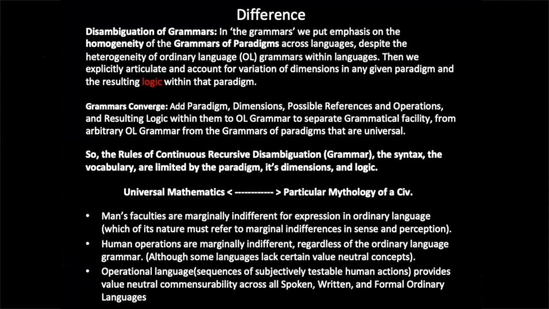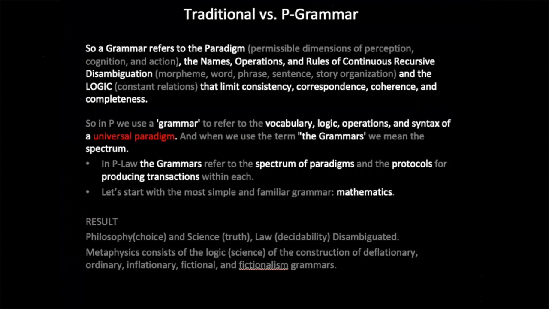That's good. So this leads to why science is important: because it's deflationary, it looks for first principles. So all language converges on science, as long as you're pursuing truth. If you start pursuing untruth, languages no longer converge on science. Ergo, postmodernism. The only point I want to make here: grammar refers to the paradigm of the names, operations, and rules of recursive disambiguation and the logic within it that limit the consistency, correspondence, coherence, and completeness. So we're producing a logic in every grammar. And we can mix grammars, we can overload.